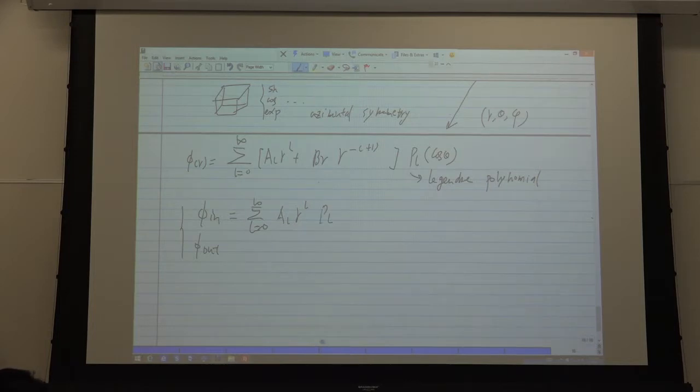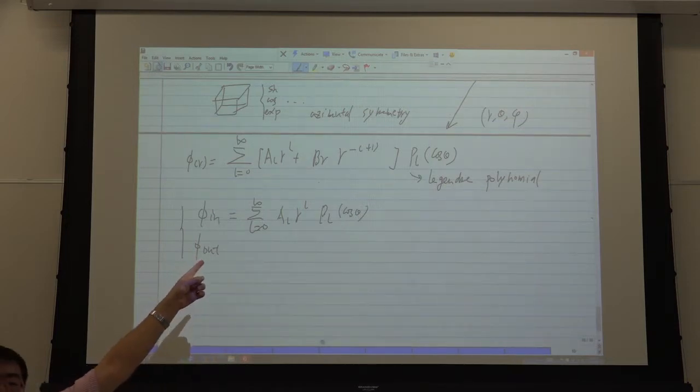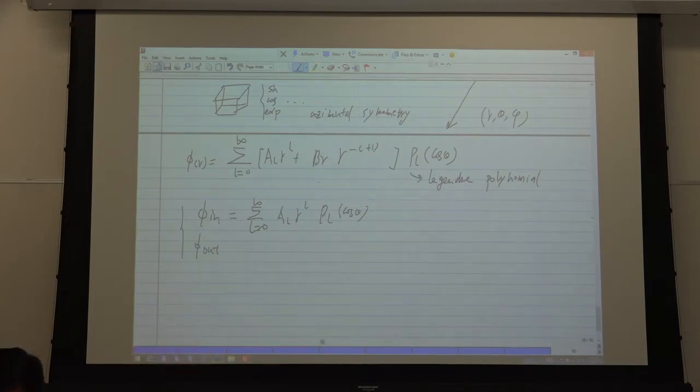P_L cosine. Why no B term? When r equals zero, it goes to infinity. So the double in this potential should be finite. Find out.